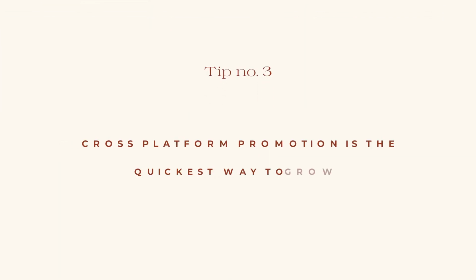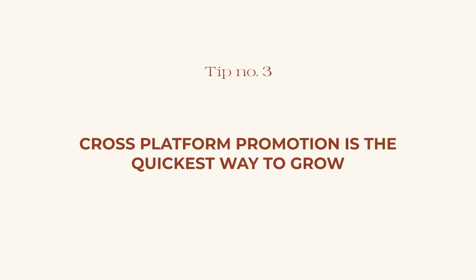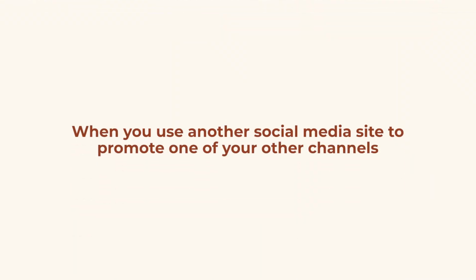Okay, tip number 3. This is the one that I alluded to previously when I was like, this is the #1 quickest way to grow on social media, without a doubt, and people don't talk about it enough. Cross-platform promotion is the quickest way to grow, hands down. What that basically is when you use another social media site, ideally one that you're getting more traffic on, to promote one of your other channels.